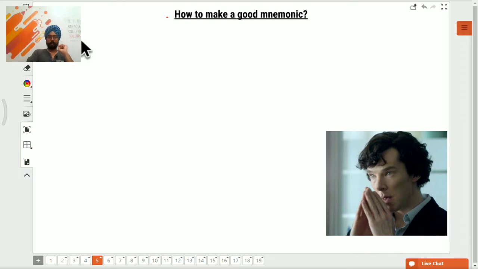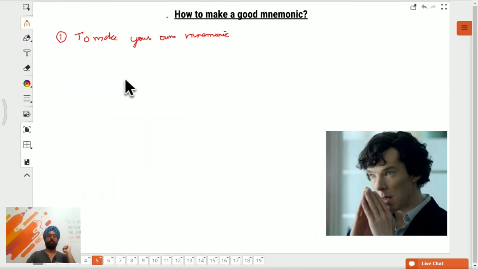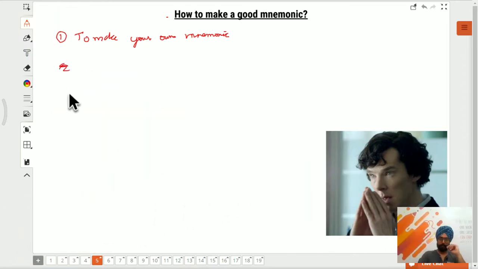One of it is to make your own mnemonic. All right, make your own mnemonic. Take your time, whatever information you want to learn, spend some time making your own mnemonic out of it. That process will stick in your mind. And the second thing that will help you make your own mnemonic stick in your mind is make it quirky.